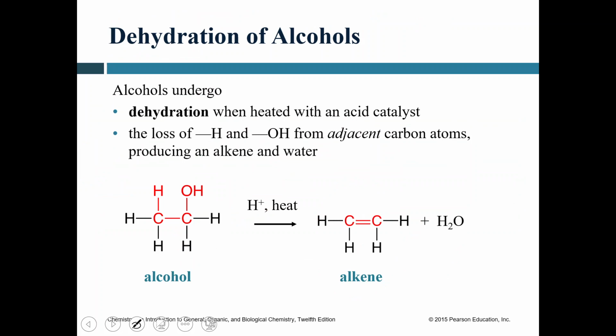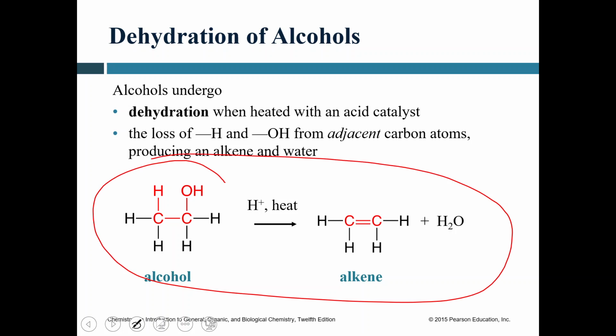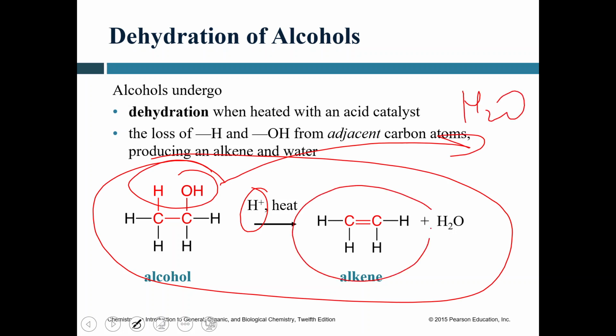Now alcohols can be dehydrated, which can result in the production of alkene and water. So in this particular dehydration reaction, which occurs when there is an acidic catalyst and heat is applied, a water molecule leaves the alcohol, leaving the alkene molecule with a double bond.